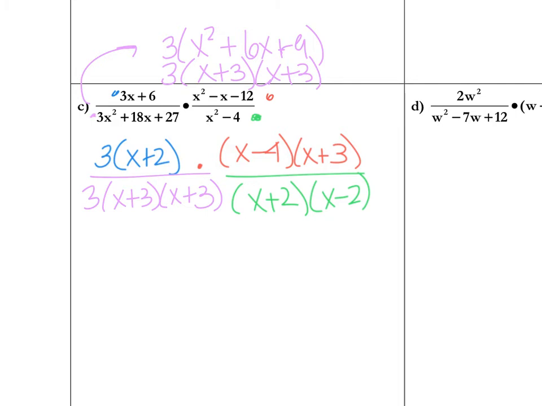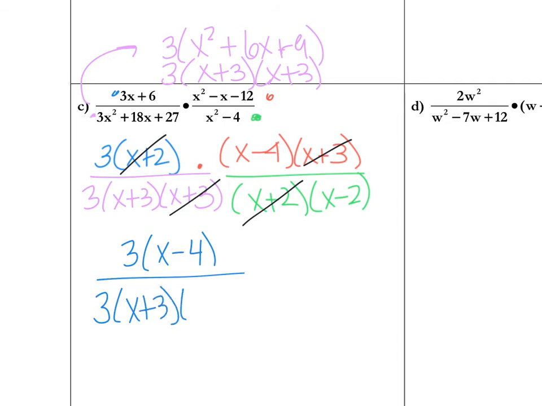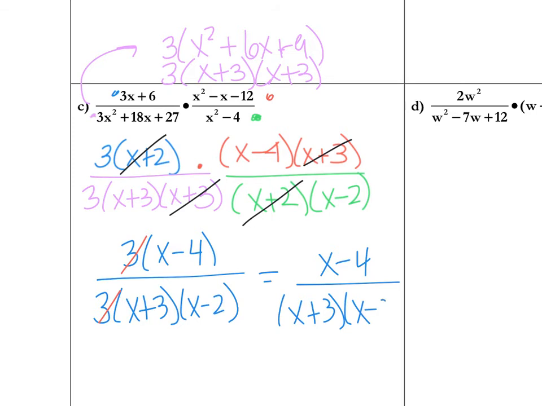All right, so now we look and we see what is exactly the same, a 1-to-1 ratio. So the x plus 2's cancel, the x plus 3's cancel, and I'm left with 3 times x minus 4 over 3 times x plus 3, x minus 2. And then of course, see if you can cancel out those GCFs, which we can in our case. So my final answer is x minus 4 over x plus 3, x minus 2.